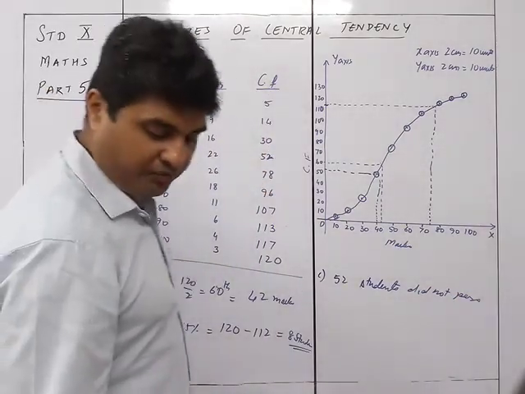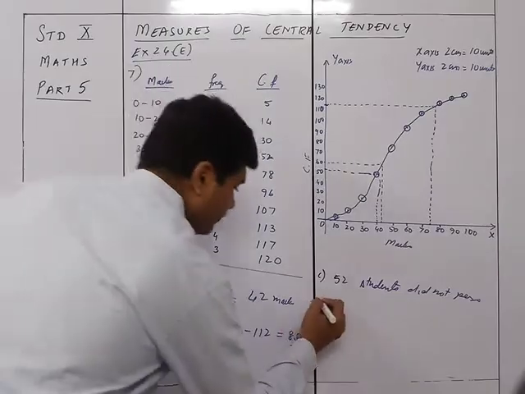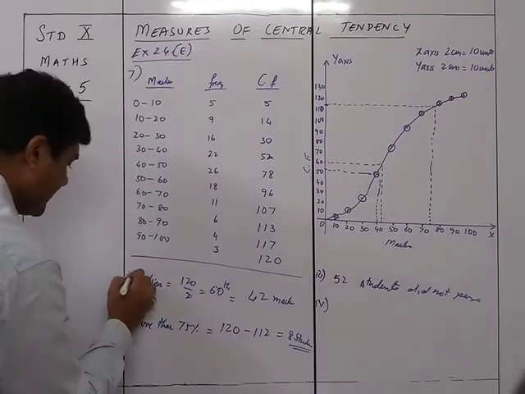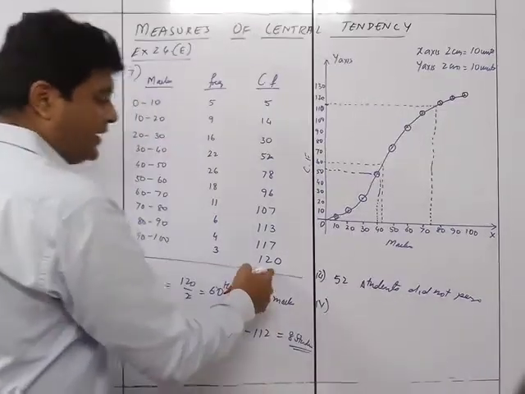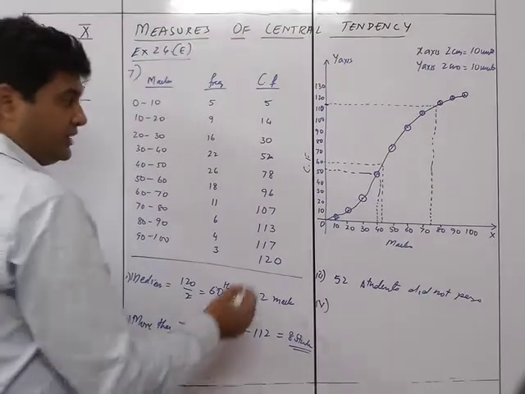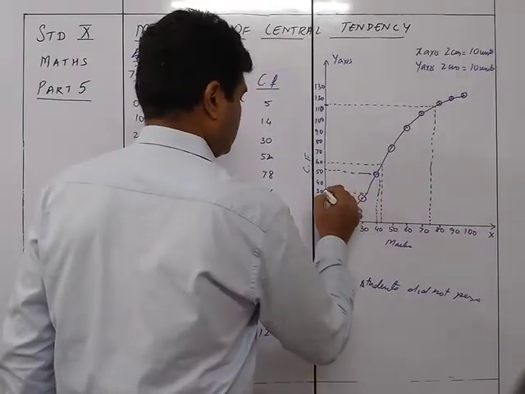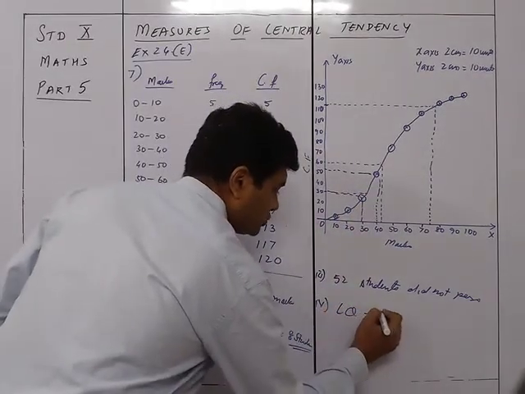Okay, that is 52. And the last thing is the lower quartile. They asked us the lower quartile. So the fourth part, this was the third part, this was the first part, the second part, and they asked us the lower quartile. What is the lower quartile? 120 upon 4, so it will be 30. So taking 30 from here, sorry, taking 30 from here to here, we get 30. So lower quartile is equal to 30.